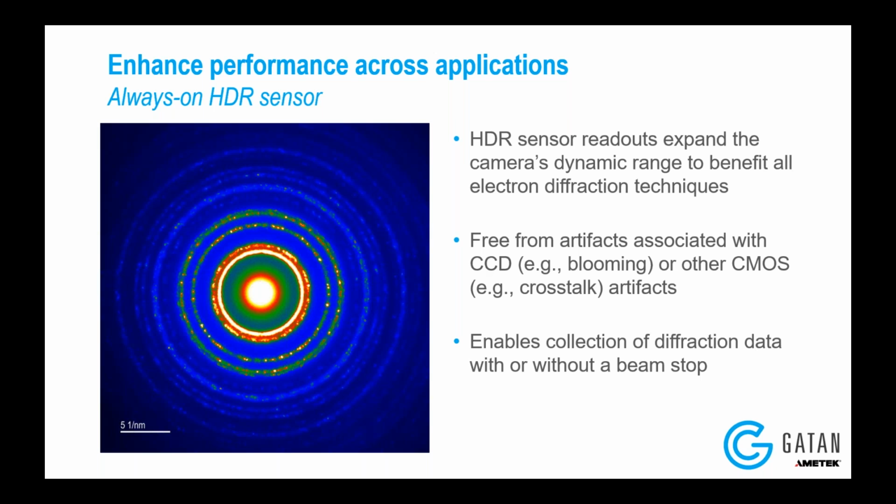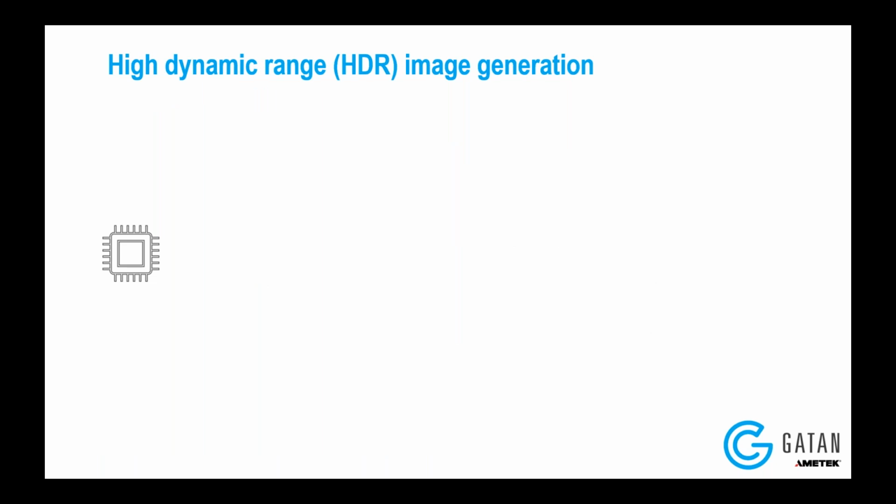And of course, people always ask, can you do diffraction data acquisition with a camera without a beam stop, so you don't have that big beam stop blocking the center of the beam and making it harder to do some type of analysis? You can. With this camera, you can acquire data with or without a beam stop, no problem.